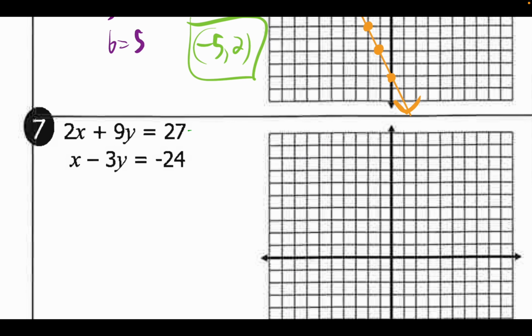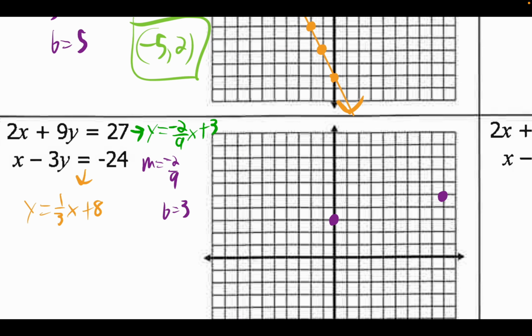Number 7, this top equation is y equals negative 2 over 9x plus 3. The bottom equation is y equals 1/3 x plus 8. Graphing this top equation with a slope of negative 2 over 9 and a y-intercept of 3. And graphing this bottom one with a slope of 1/3 and a y-intercept of 8.